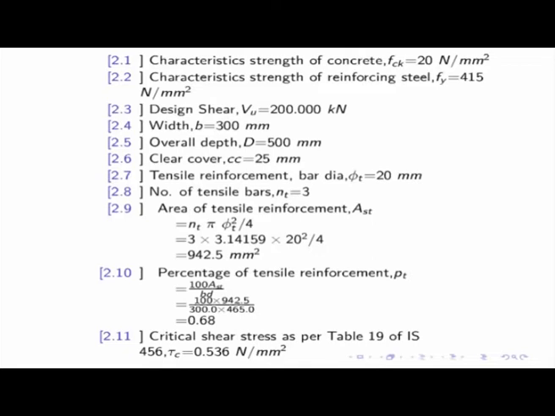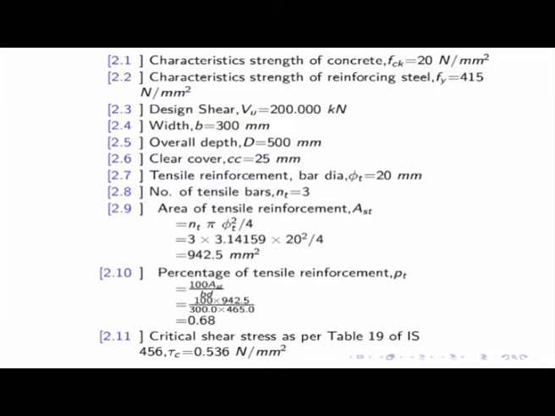In a beam, first we find out the depth of the beam using flexure, using the bending moment, and then we go for the shear check. And if shear reinforcement or stirrup is required, that also we provide. So design shear Vu 200 kilonewton, width b 300 millimeter, overall depth D 500 millimeter, clear cover 25 millimeter. So these are the information.